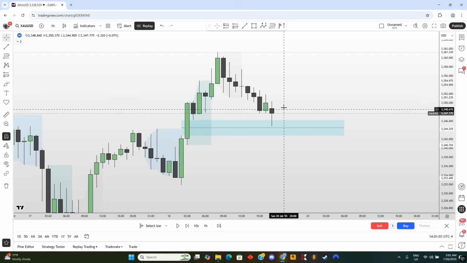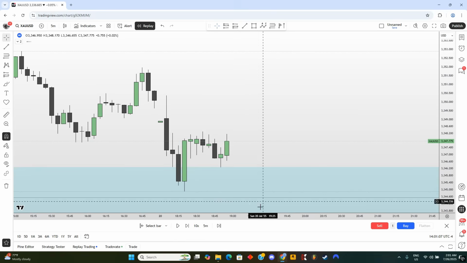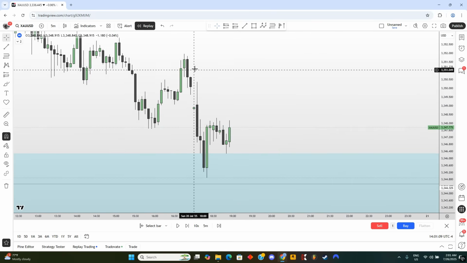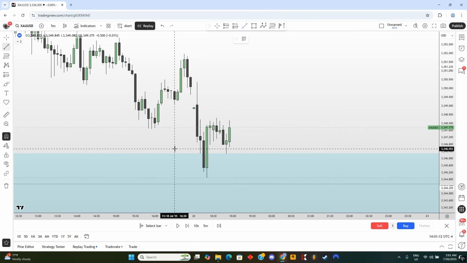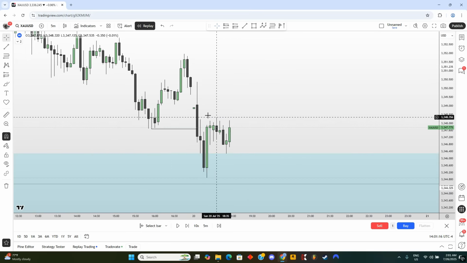And right there we have a tap. Now let's drop down to 5 minute time frame. So first of all, we have liquidity sweep. We tap into the higher time frame PD array.